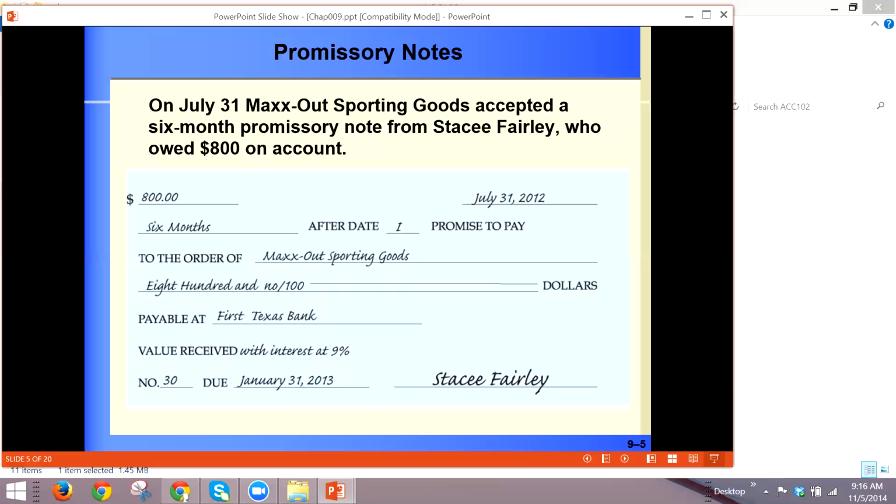So this note, as you see, has a date, July 31st. It has an amount, $800. So on July 31st, 6 months after date, I promised to pay to the order of Max Out Sporting Goods $800, payable at First Texas Bank, value received with interest 9%. This is note number 30, due January 31st, and then Stacy, the customer, the person who owes the money, signs it. So that's a note. You've signed probably car notes to purchase an automobile. Mortgages are an example of a note.